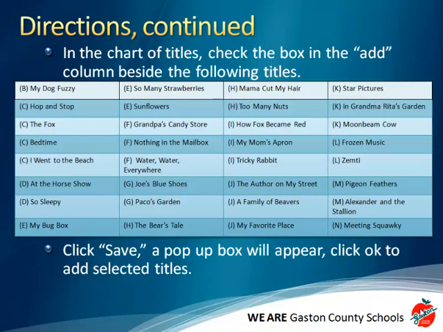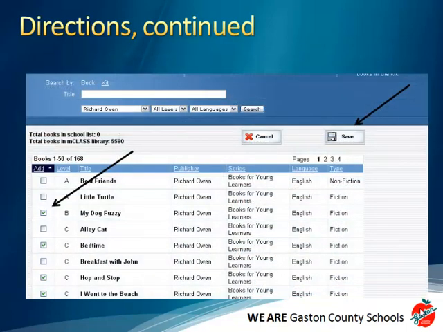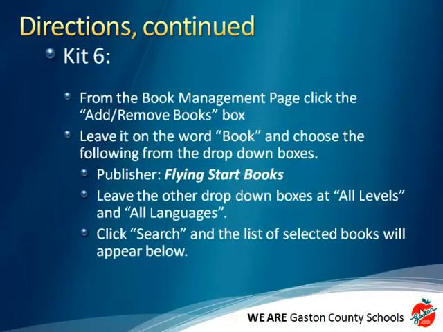Once you have put a check mark beside each one of these titles, click Save, and when the pop-up box appears, click OK to add these selected titles to your school book list. And here's an example of what that should look like, where you're just clicking on the specific titles listed and then clicking Save.